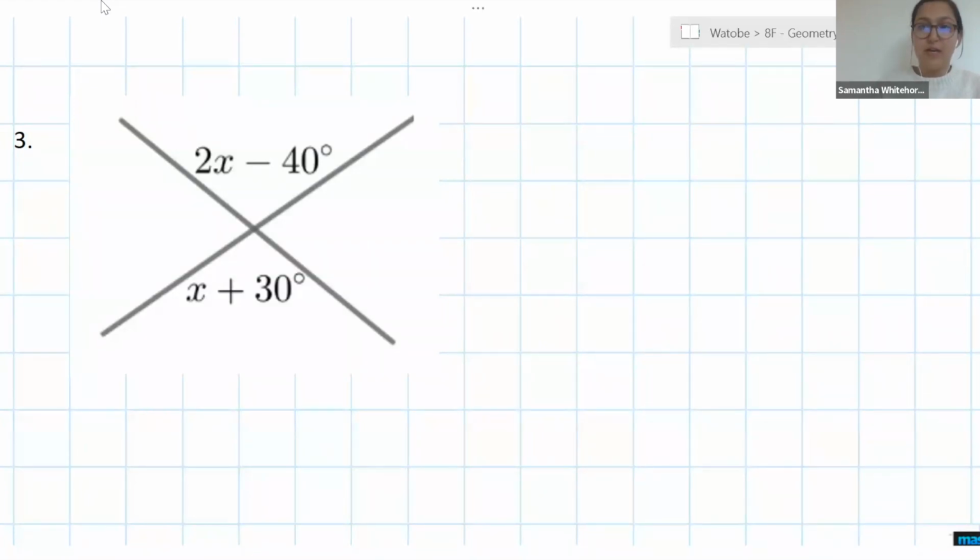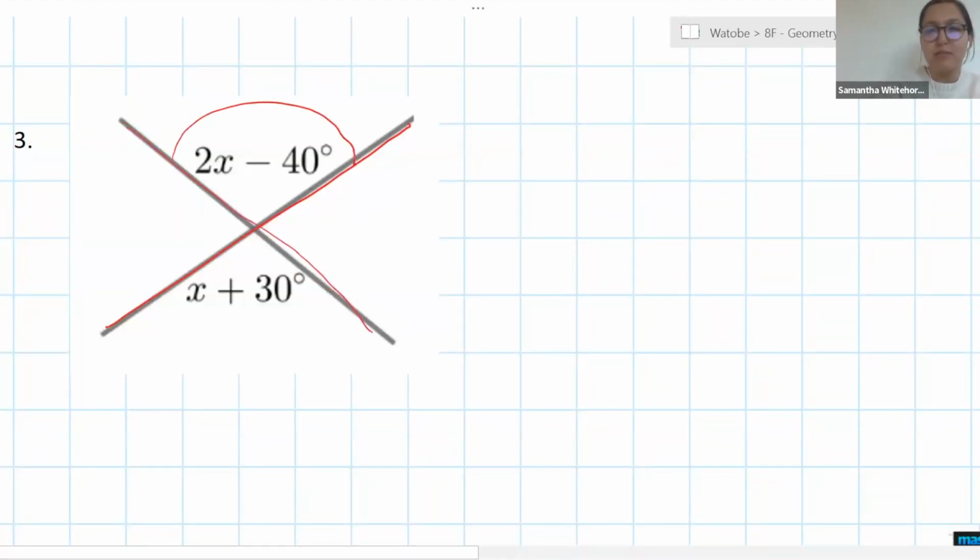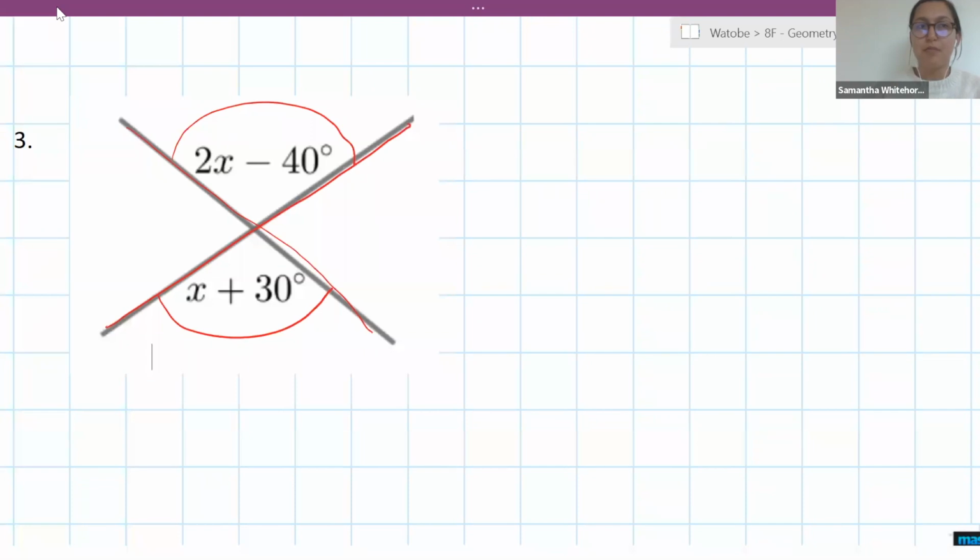If we have a look at what we've been given here, the first thing I see is that I've got a cross. So that automatically should be like a little alarm bell in my head. Maybe I can use vertically opposite angles. Now I see I can, because it's 2 perfectly straight lines forming that cross. And so what that means is that the angle of 2x minus 40 is equal to x plus 30. So I'm already starting to set up my first statement.